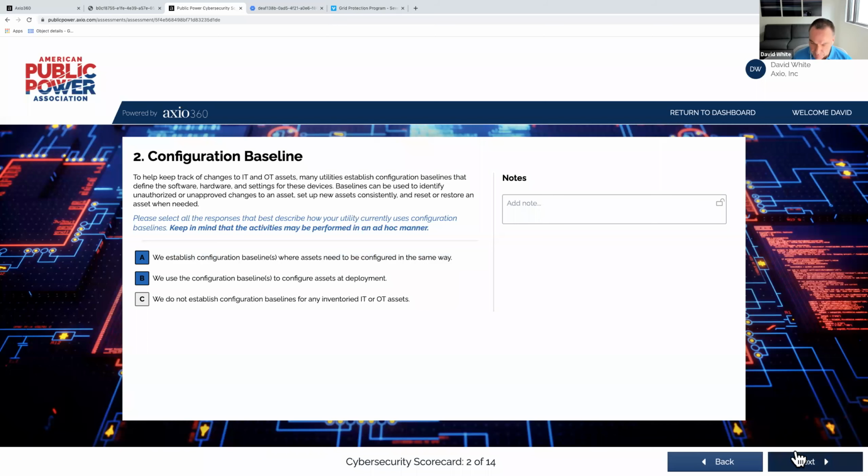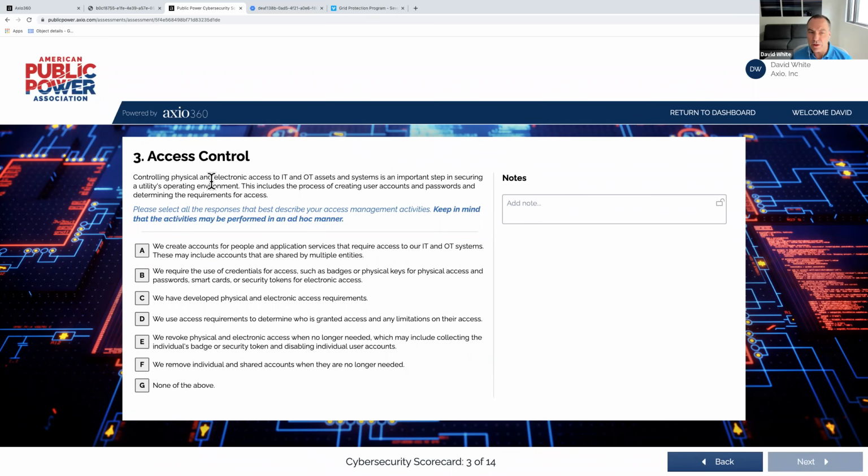So that's configuration baseline. The third question is on access control. And this is about controlling both physical access and electronic access to IT and OT assets and systems. And keep in mind that you can answer all of these. These can be performed in an ad hoc manner, and you select all the answers that apply. So if you're logged in, you could be completing your initial cybersecurity scorecard as we go through here.